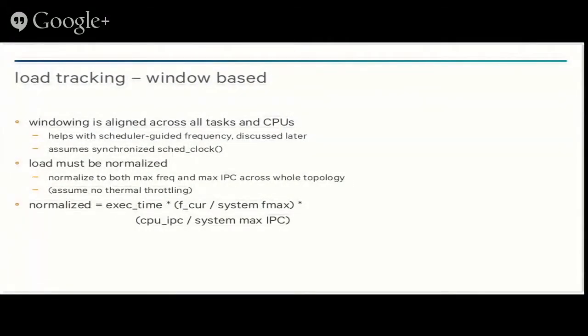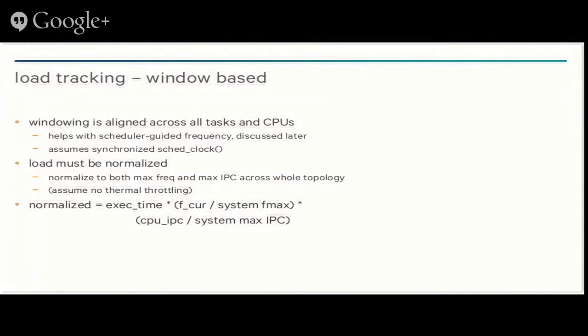So, a little more about the implementation that we had. The windowing feature is aligned across all the tasks and all the CPUs. This helps with the scheduler-guided frequency that we're doing, and I'll get into that a little later. That assumes that we have a synchronized sched clock. We're using sched clock for the window boundaries.